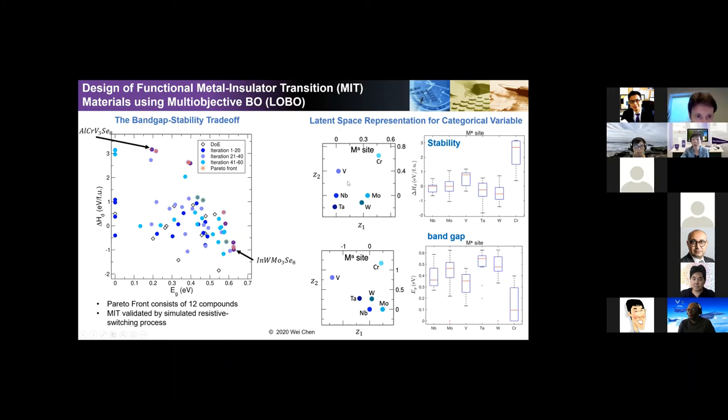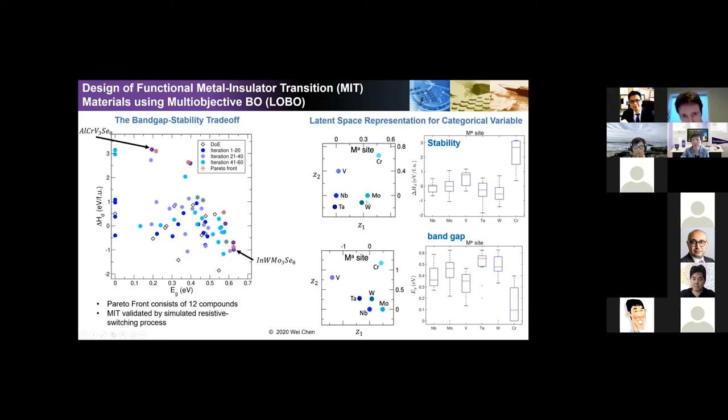And what is interesting is that the latent space also let us gain more knowledge in terms of the differences in the material. For example, this is a latent space for this categorical variable, the MA site. At this site, we have six different options. So these two pictures show how these different material concepts differ in their impact on the stability and on the band gap. And you can see that the chromium is a material that is very different in both spaces. This material is very different from the other materials.